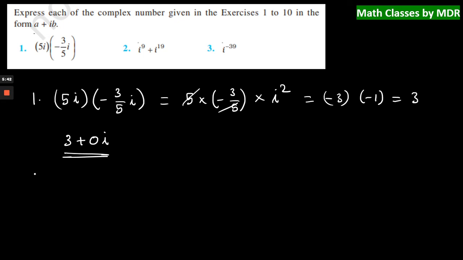Now let us take the second one, i to the power 9 plus i to the power 19. As we have seen in the previous slide, i to the power 9 can be written as i to the power 8 plus 1.